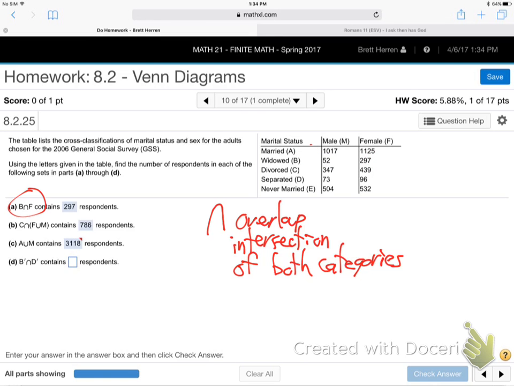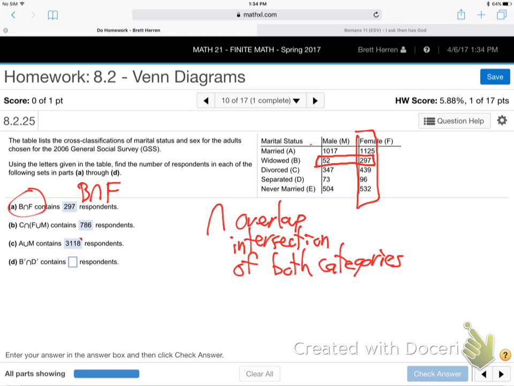And then when they say find B, both those are in the B category, right? And they want me to take the overlap, B overlap F. So where's the F category? This is the F category, the females, huh? So what's the overlap between the B and the F? Just the 297, huh? See how I came up with that? See how the 297 is the overlap of both categories? Does that make sense?